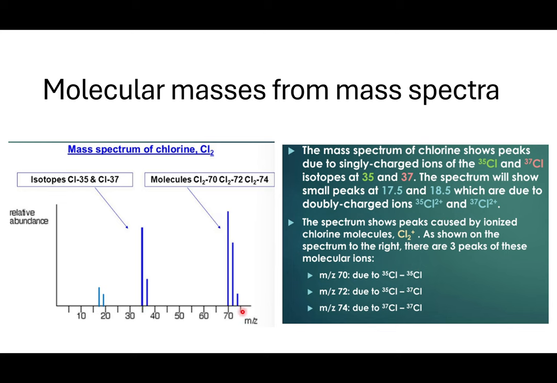Why are these peaks at different heights? Could anybody tell me why? Why is the chlorine 35 molecule higher than the chlorine 35-37 molecule, and why is that still higher than the chlorine 37 molecule? That is more stable. Not only is it more stable, but there's an A word: one of these isotopes is more abundant. Lovely. It is more stable, because in order for something to be more abundant, it must be more stable. So the chlorine 35 molecule is more abundant than the others. It's the same thing for the chlorine 35 ion, which is more abundant than the chlorine 37 ion. So hopefully everybody understands how to interpret the spectra using this type of information.